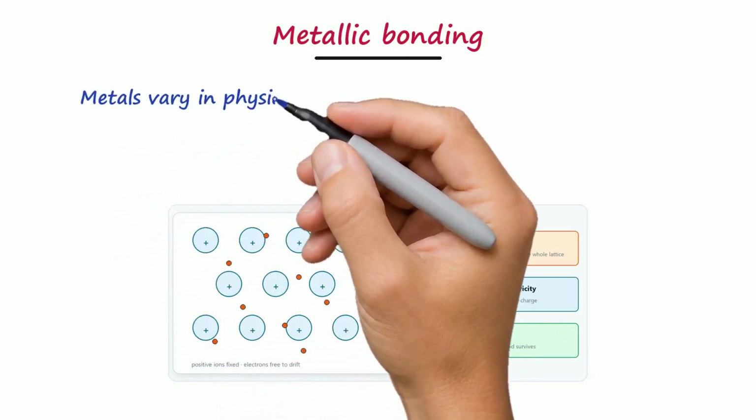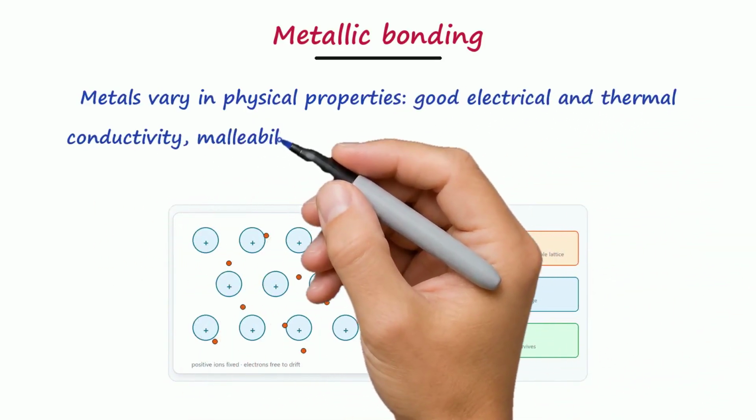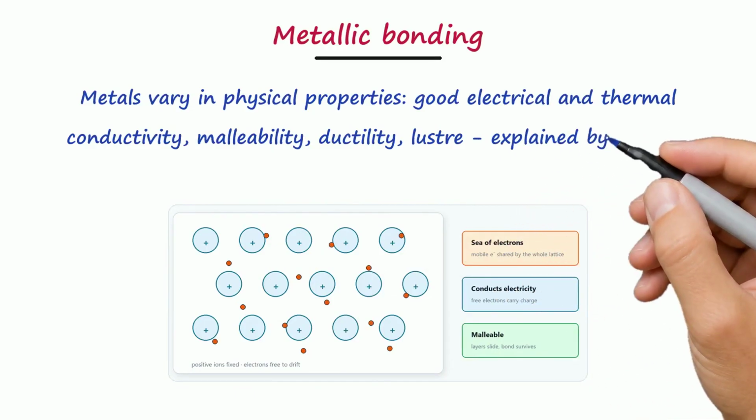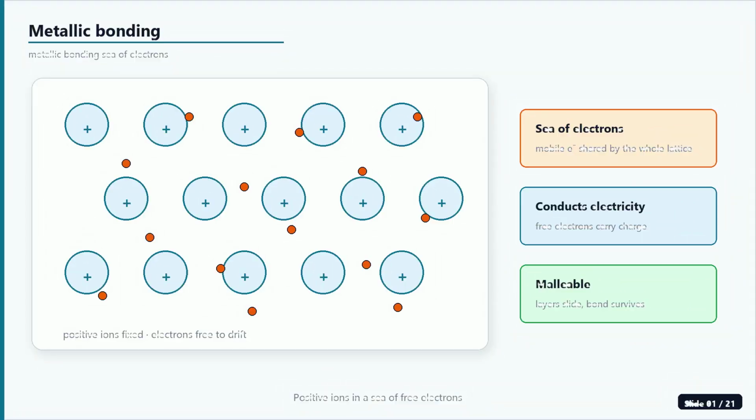Metals vary in physical properties: good electrical and thermal conductivity, malleability, ductility, luster, explained by metallic bonding and delocalized electrons. Positive metal ions sit in a sea of free electrons. Those electrons can drift, which is why metals conduct: the lattice stays, the charge carriers move.